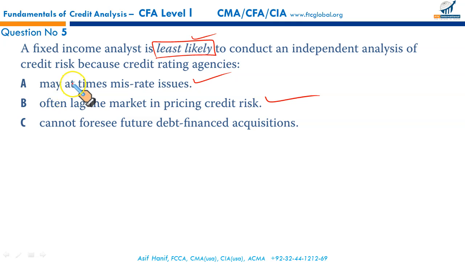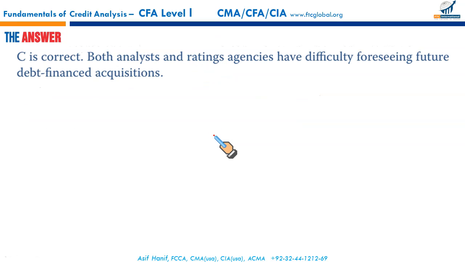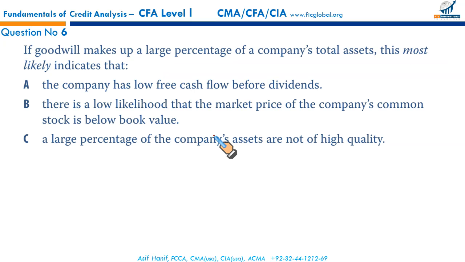Because credit rating agencies cannot foresee future debt financed acquisitions. Now this is incorrect. This is least likely because both analysts and rating agencies have difficulty foreseeing future debt financed acquisitions. So that is least likely to happen. So that makes C our correct option.